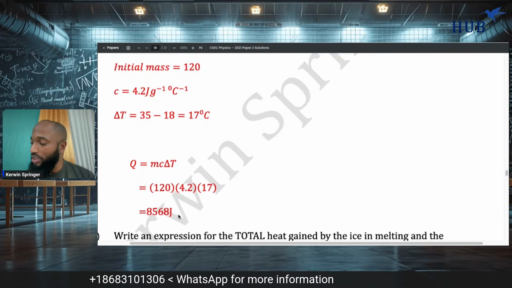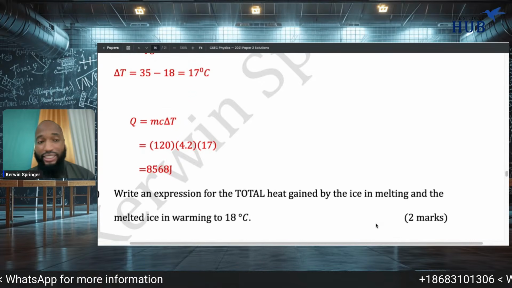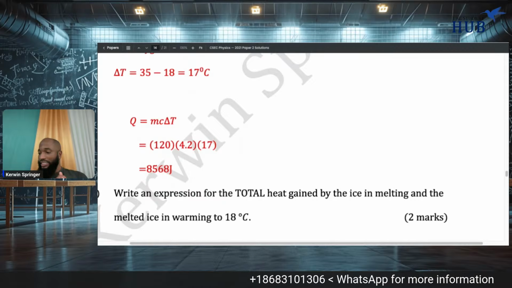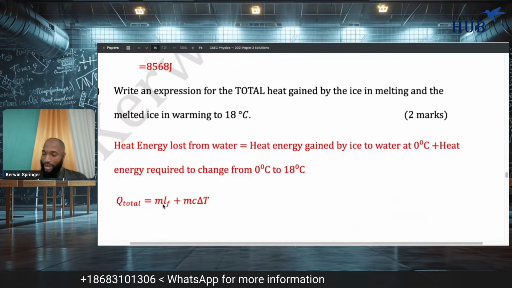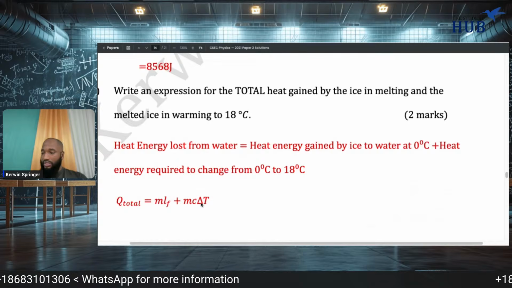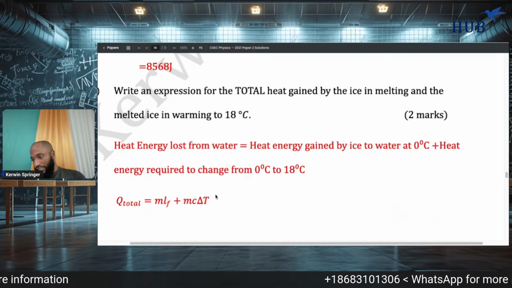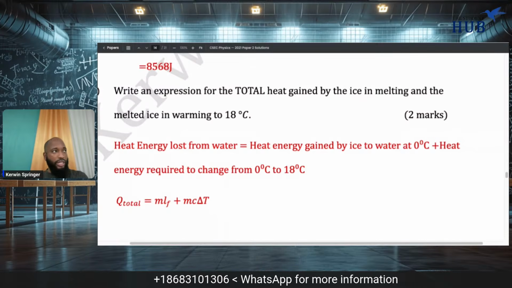This must be equal to the total heat energy gained by the ice. But for the heat energy gained by the ice, I have to melt the ice first, then heat it up. So to melt the ice is MLF, and then the MCAT. This change in temperature is different. It's from 0 to 18 now. Are we locked in? Everybody understand the calculations?